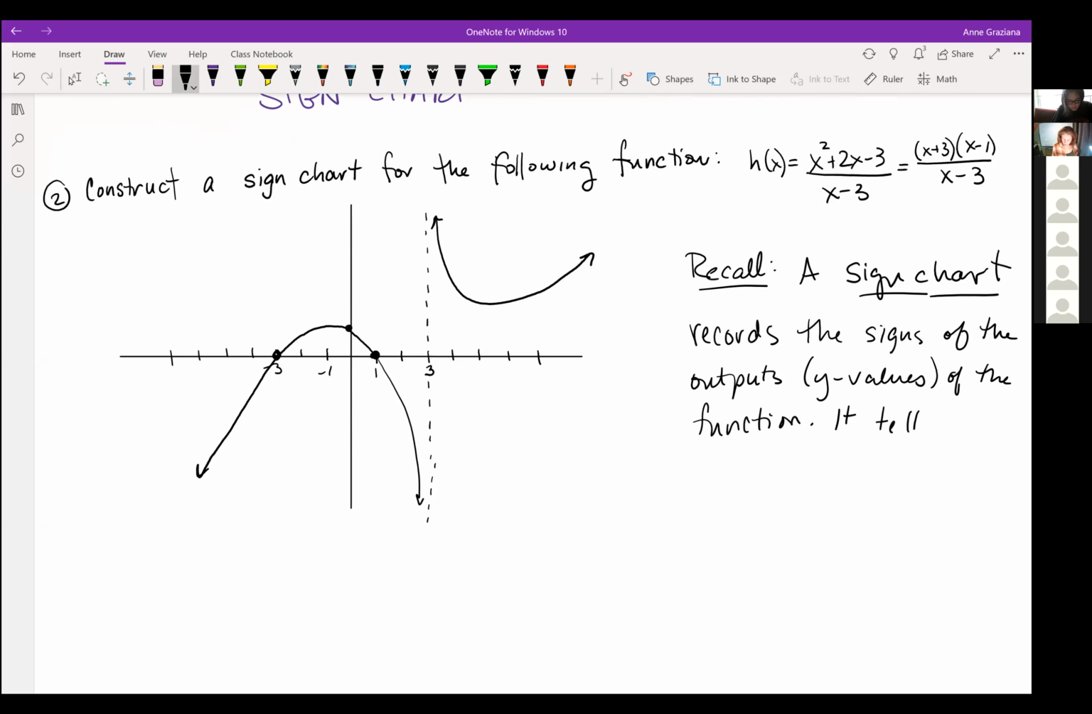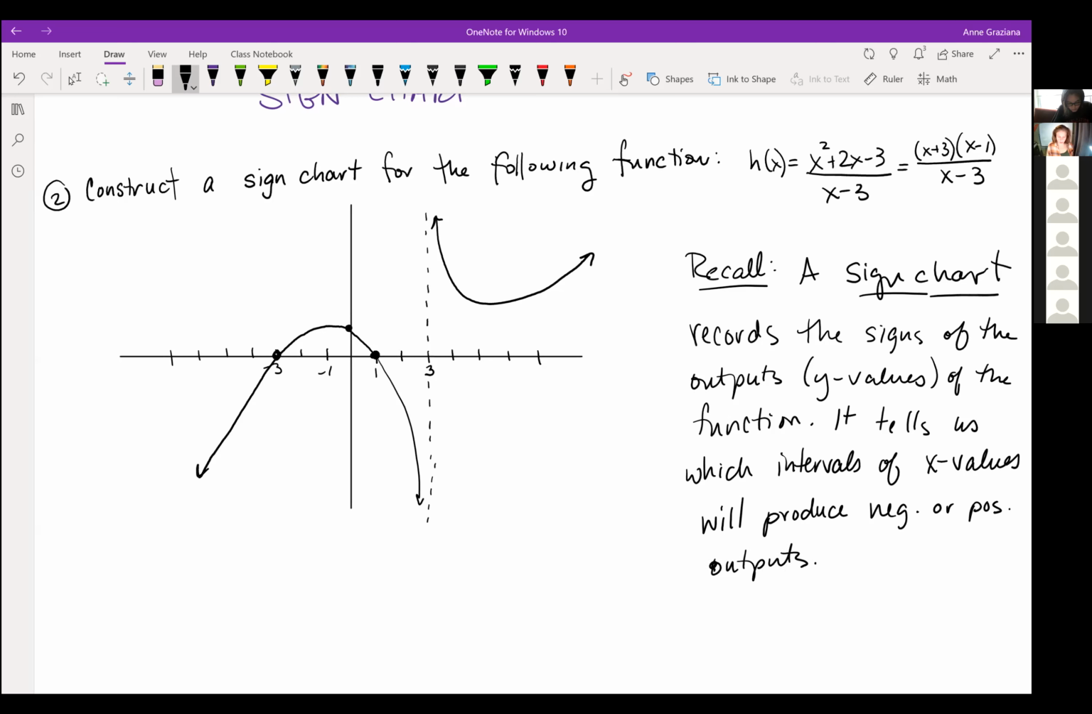It tells us which intervals of x values will produce negative or positive outputs. It really is just a snapshot of the x-axis. Whatever you see happening on your x-axis, like here and here and here, these things need to go on my sign chart. So here's -3 and 1, and then also 3. We record any zeros and any weird stuff like an asymptote.